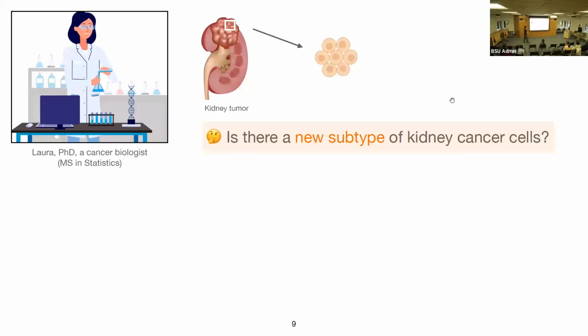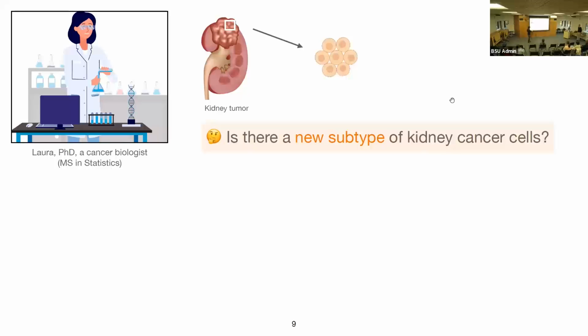So this seems to be an issue, but I'll come back to Bill in a moment. Let's look at another fictional character, Laura, who's a cancer biologist. At the same time, she also has a master's degree in statistics. Laura's research area is kidney tumor, kidney cancer. For kidney cancer, there are 4 or 5 already well-established subtypes of kidney tumor. And Laura has run into such a subtype of kidney tumor.